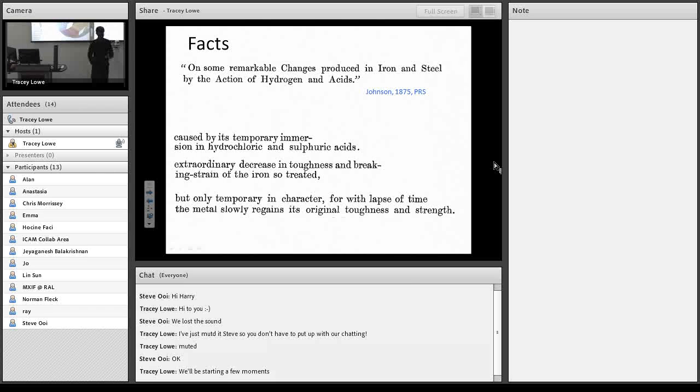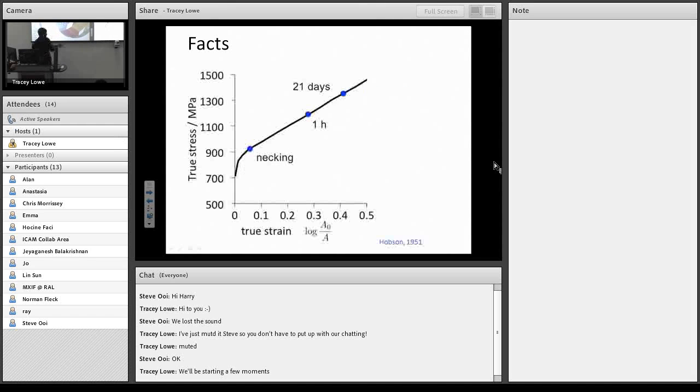That means if I charge the material with hydrogen and then let the hydrogen escape from the steel, you recover the properties. So any mechanism that you propose should be consistent with the fact that you can recover the properties. And I'll show you another graph. This is the stress strain curve for a piece of iron without any hydrogen charging, the flat curve. Okay? It's true stress versus true strain, but necking strain is somewhere here.